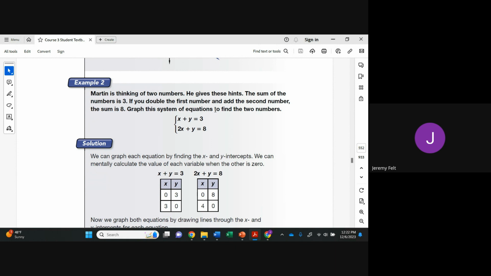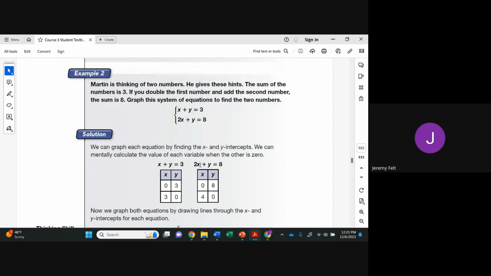Or since we're working with graphing these, let's start with x plus y equals 3. Put in 0 for x. Well, 0 plus y equals 3, so y equals 3. Put in 0 for y, then x equals 3. And over to this one, 0 in for x. We're left with y equals 8. 0 in for y, 2x plus 0, or 2x equals 8. Divide both sides by 2. That's where we get 4.